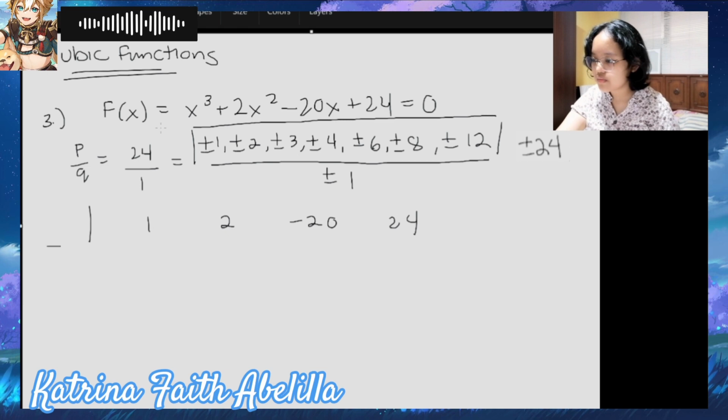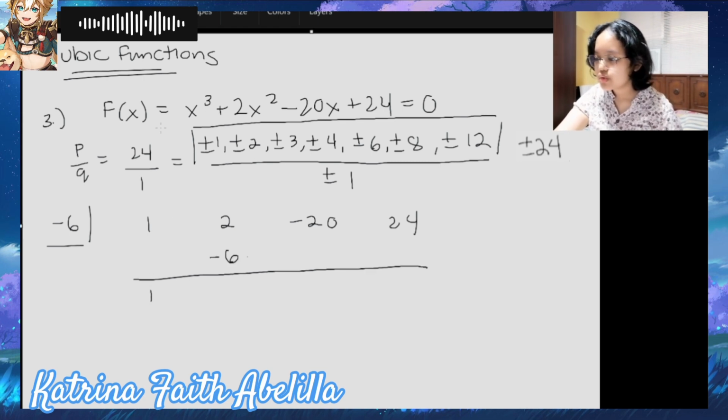Let's take a root and test it here. Let's try negative 6. Bring down 1. 1 times negative 6 is equal to negative 6. 2 plus negative 6 is equal to negative 4. Negative 4 times negative 6 is equal to positive 24. Negative 20 plus 24 is equal to 4. 4 times negative 6 is equal to negative 24. That equals 0, therefore negative 6 is one of our zeros. Now we repeat this method.